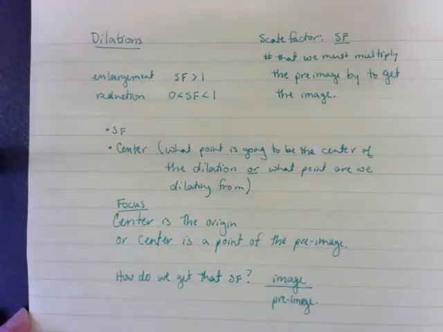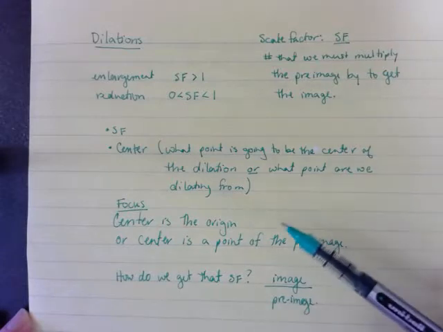Usually it's the side. Remember that everything is similar and in proportion. So if you know one side's scale factor, that means you know all the sides are the same scale factor. What we didn't really talk about is the concept of where we're going to dilate from.